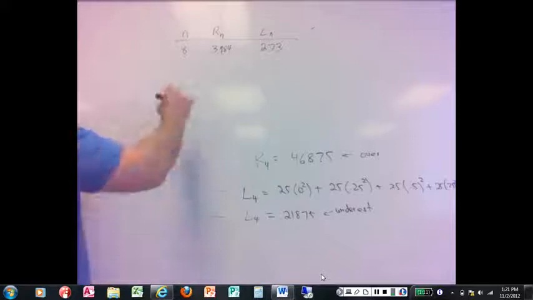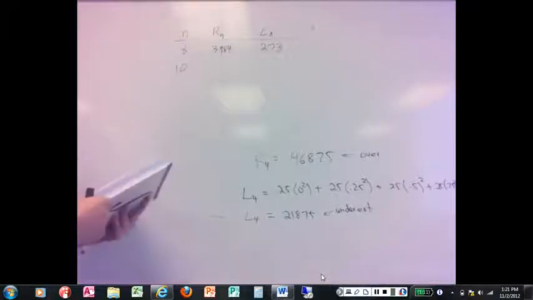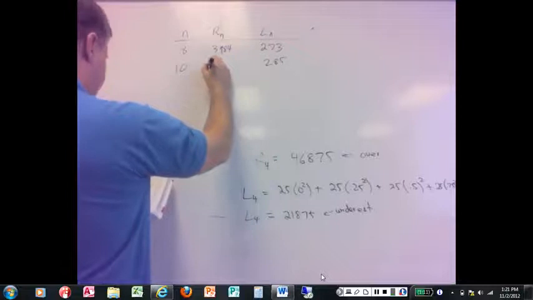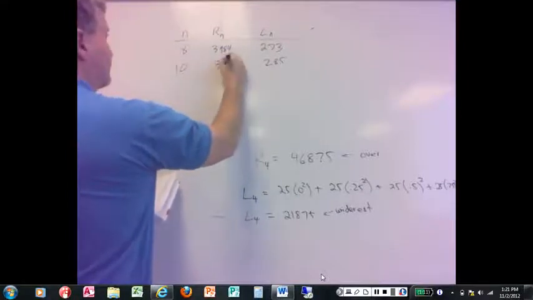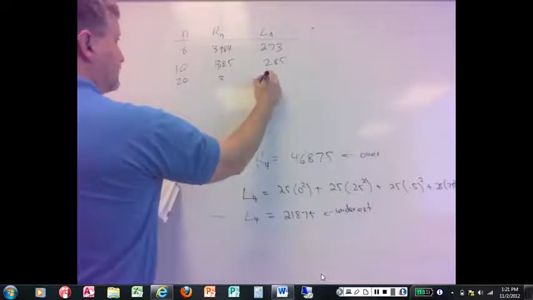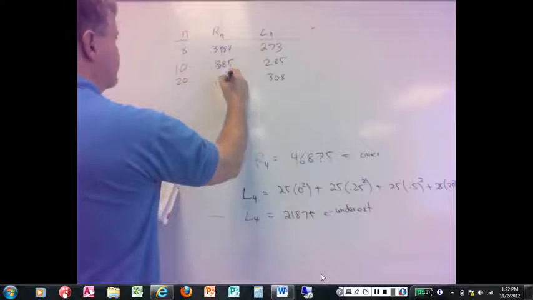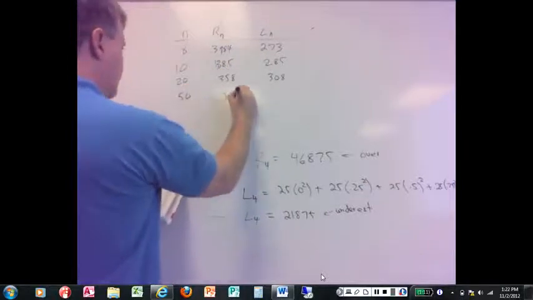Now, what the table in the book does is they go into more and more rectangles. If it has 10, here it is, 0.285, and then RN, I've got them backwards from what it was in the book, 0.385. If it's 20, it's 0.308, 0.3587. Let's jump to 50. It's 0.323, 0.343.